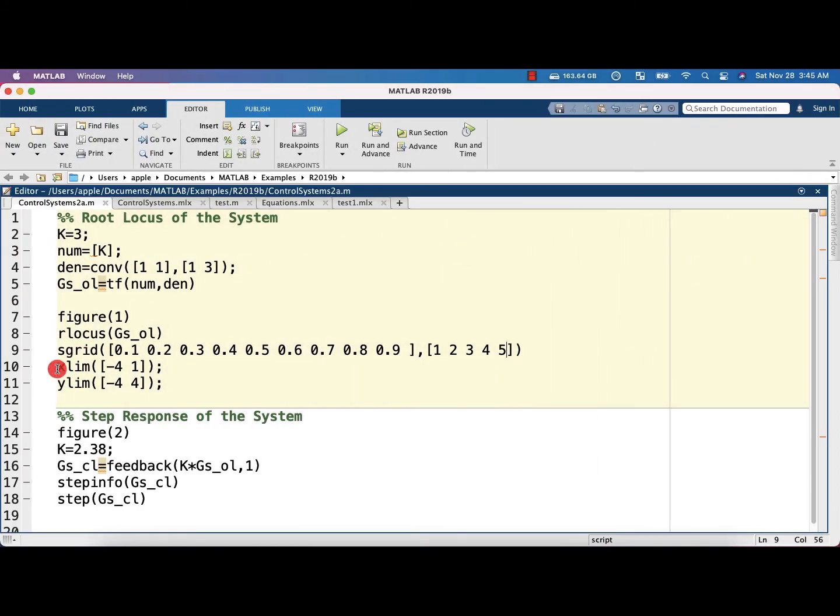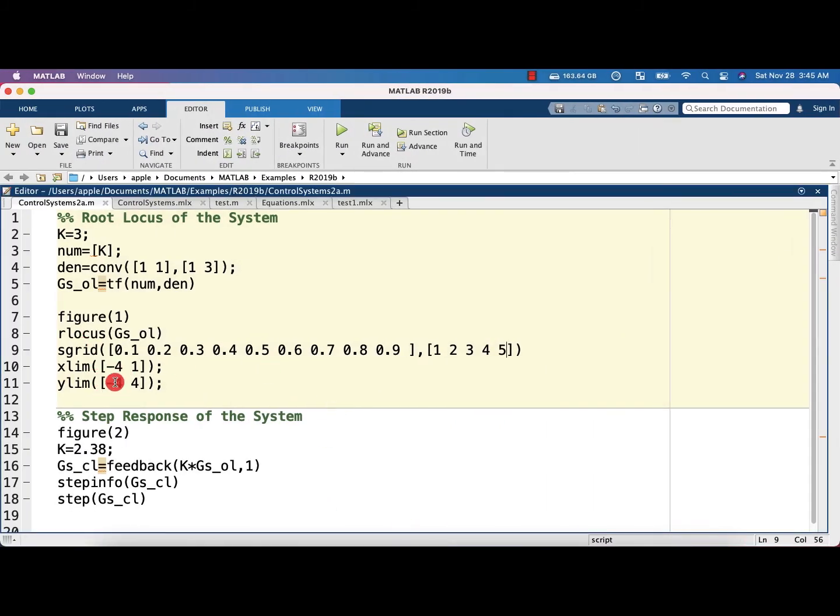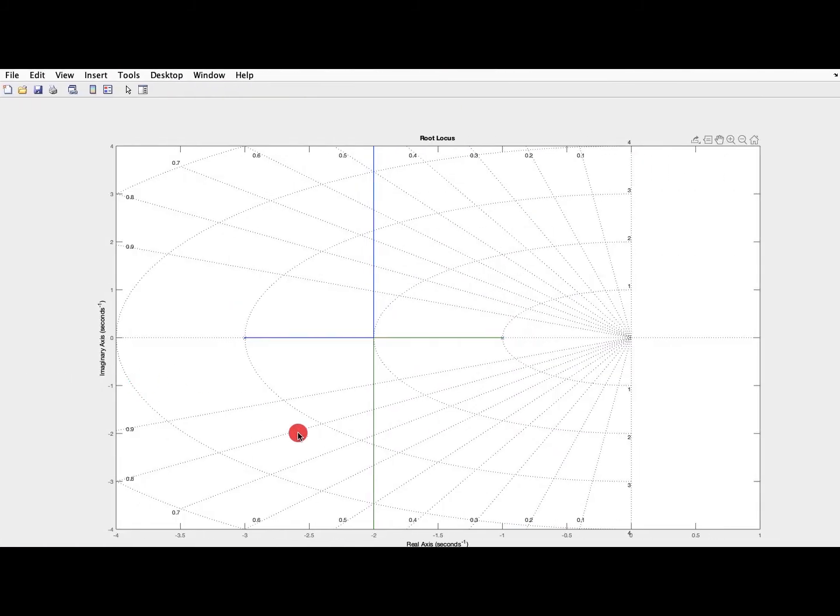And the x limit that you can see is -4 to 1, and the y limit is from -4 to 4, so that you can observe over here -4 to 4, right? So here is the root locus.